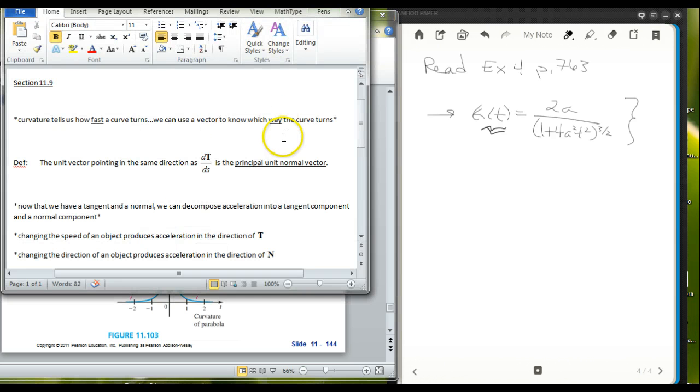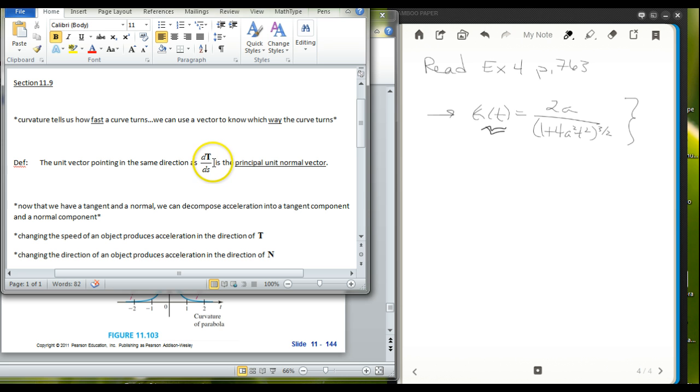But what we'd like to do is have a different quantifier, a vector this time, to tell us which way the curve turns, okay? And so what we're going to define, this is our new definition: the unit vector pointing in the same direction as the derivative of the unit tangent vector with respect to arc length is the principal unit normal vector. So again, remember, whenever you take a vector and you take its derivative, you now have two vectors which are orthogonal to each other, right? So the unit tangent vector points in the direction the curve is being produced, and now its derivative will be orthogonal to that.